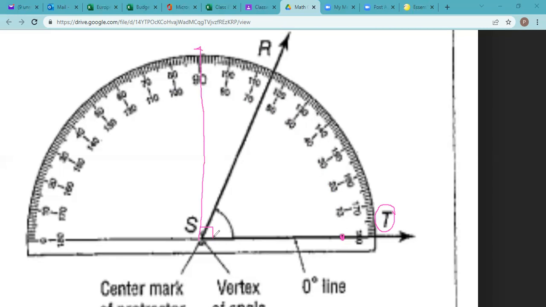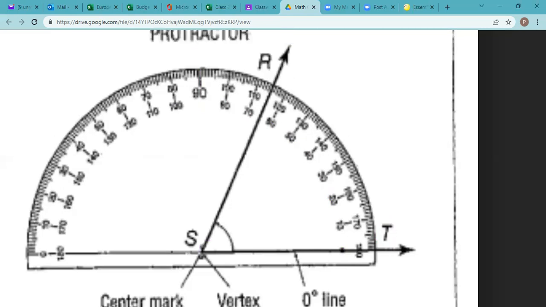R is actually falling in a different place on this, okay? So I'm going to bring it down just a little bit. And again, this is starting over to the right. So you are going to be looking at the inside numbers. If you notice, it's a little blurry. Here is 60 degrees right here.